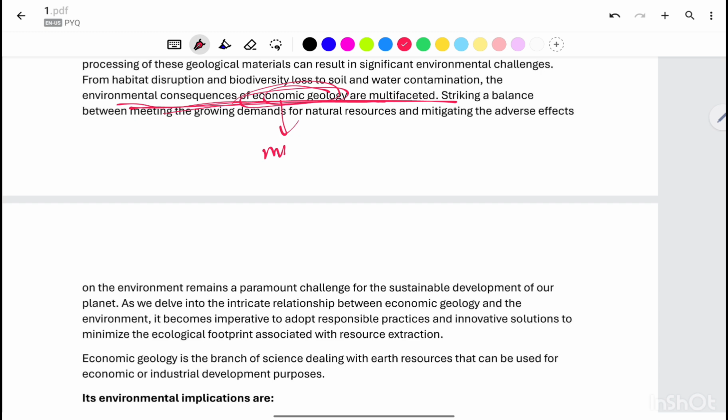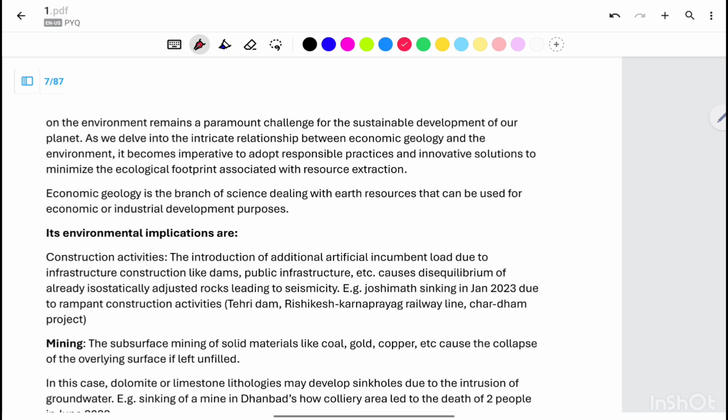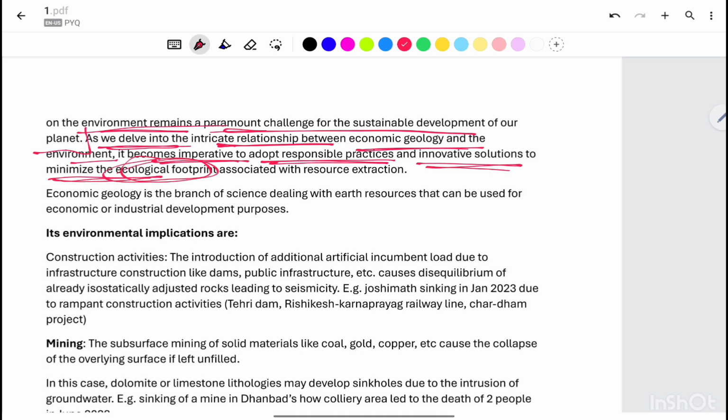Now, environmental consequences of economic geology. Economic geology is mining. You need to mine to get the resources, striking a balance between meeting the growing demands for natural resources and mitigating the adverse effects. How will you strike a balance? The effect on the environment remains a paramount challenge for the sustainable development of our planet. As we delve into the intricate relationship between economic geology and environment, it becomes imperative to adopt responsible practices and innovative solutions to minimize the ecological footprint associated with resource extraction.